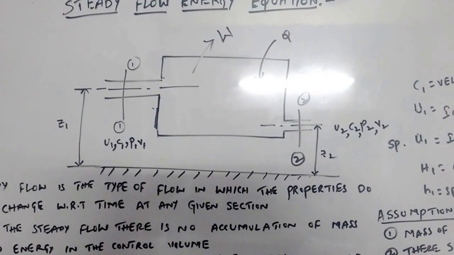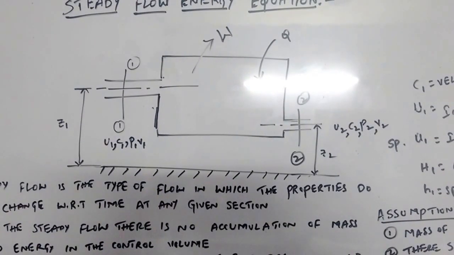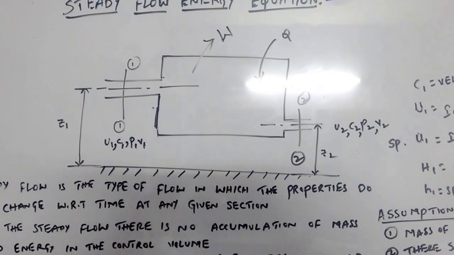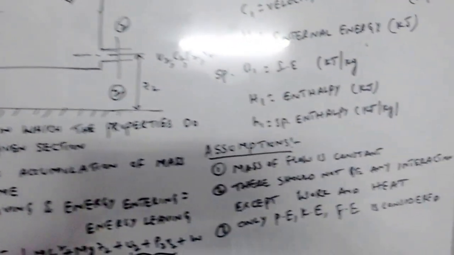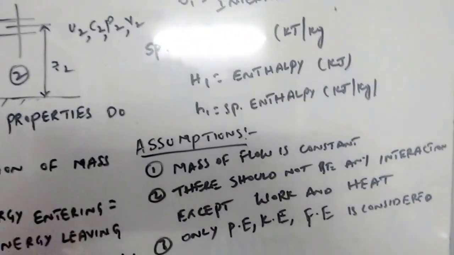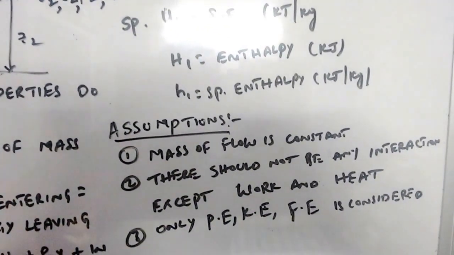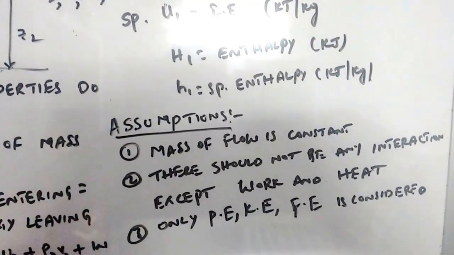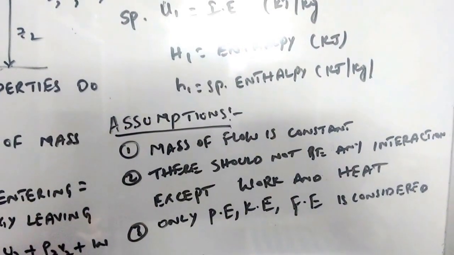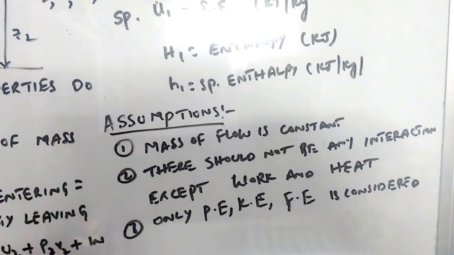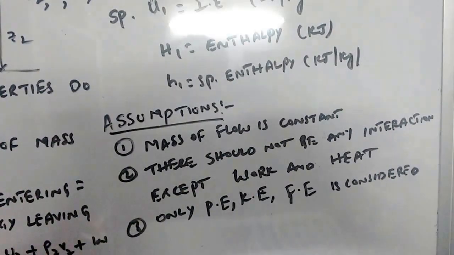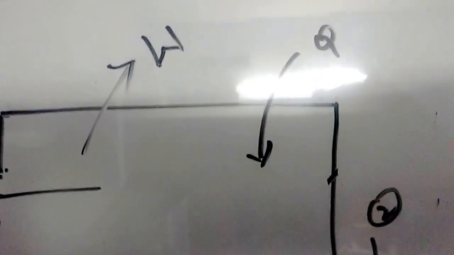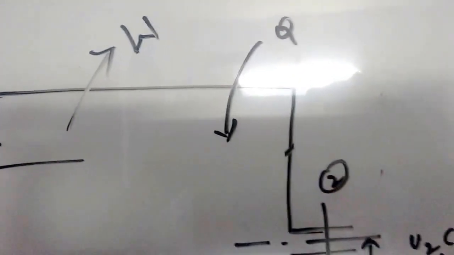Now, before analyzing this open system, we have to study some of the assumptions. The first assumption in the steady flow is that mass should be constant. Means mass entering at section 1 is equal to mass leaving at section 2. There should not be any interaction except work and heat.